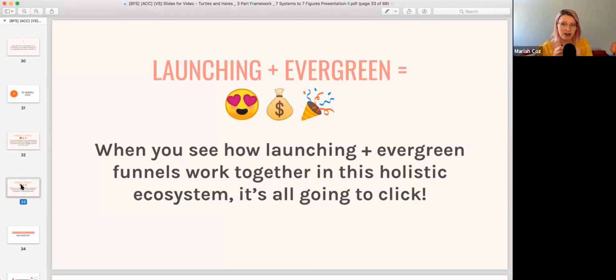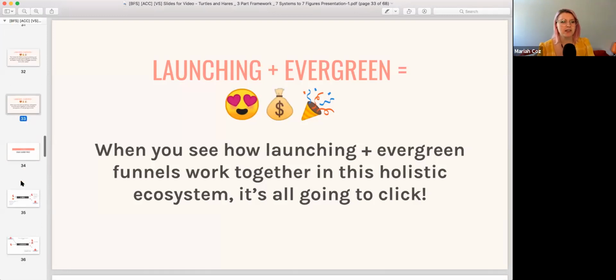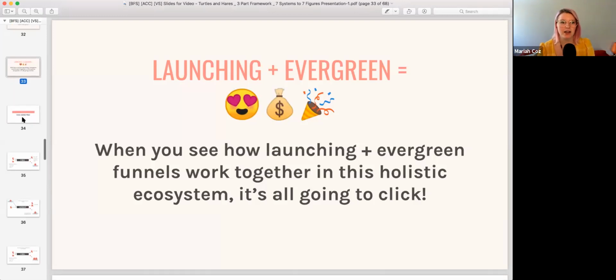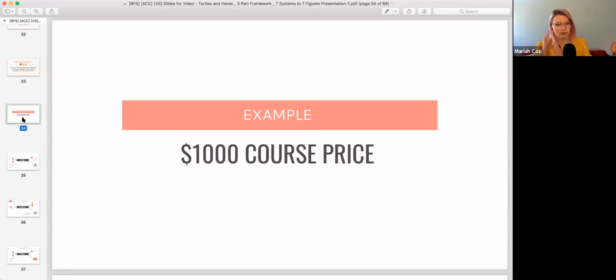When you see the waterfall effect, you're going to be like, oh, wow, the more I can do, the bigger it gets. It's like this huge snowball effect. So when you see how launching and evergreen funnels actually work together and feed each other in this holistic ecosystem, this is when a lot of people say to me, oh, you made it all click. This is the thing that actually makes it all come together.